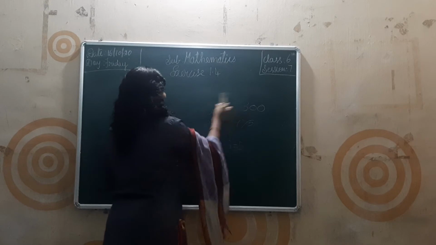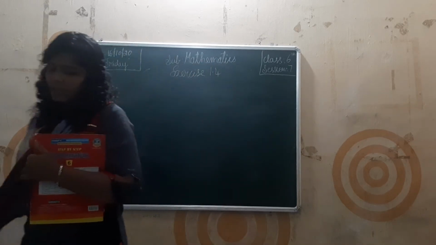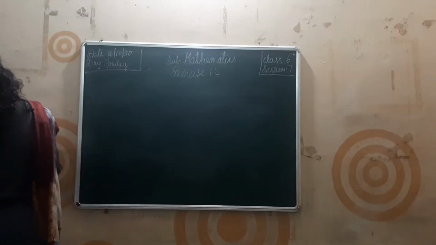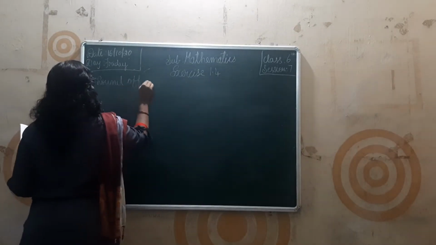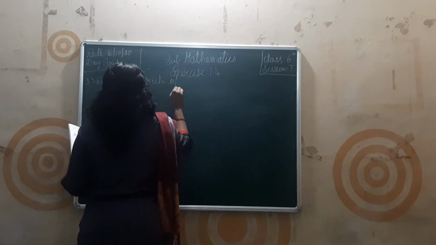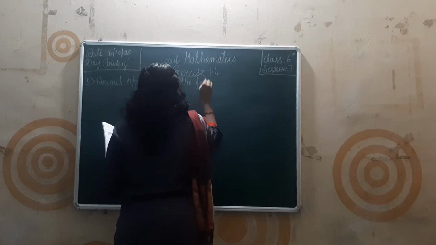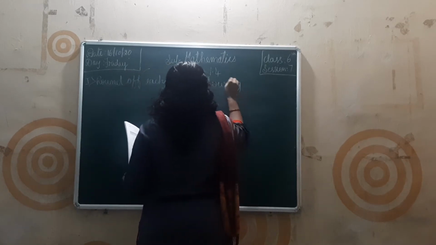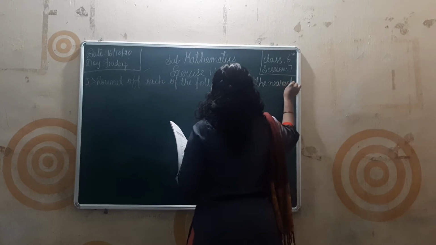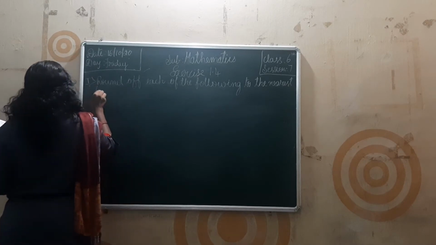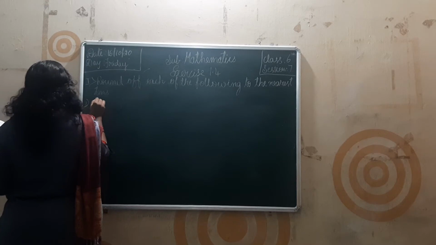Now go for the exercise. First, Roman numeral one, what have they given here? Round off each of the following numbers to the nearest tens.